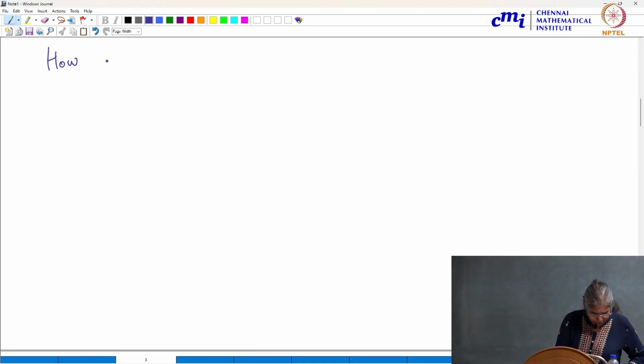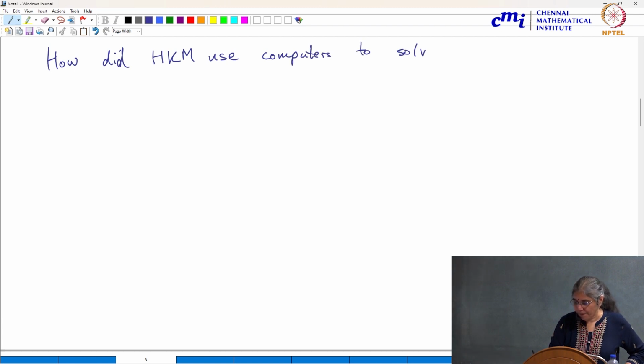So let's see, how did they solve this? So how did these three authors use computers to solve the Boolean Pythagorean triple problem? They got $100 from MIT for solving this question. They got $100 from MIT immediately after they solved it. Afterwards, they got a lot more.